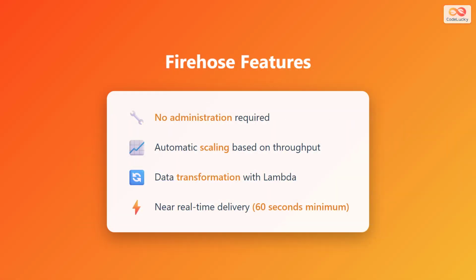Kinesis Data Firehose offers several powerful features that make it ideal for simple data delivery scenarios. First, it requires no administration. You simply create a delivery stream, and Firehose handles everything else. Second, it automatically scales based on your throughput requirements, so you never need to worry about provisioning capacity. Third, you can transform your data on the fly using AWS Lambda functions, allowing you to clean, enrich, or reformat data before it reaches its destination. Finally, Firehose provides near real-time delivery with a minimum latency of 60 seconds, which is perfect for use cases that don't require instantaneous processing.